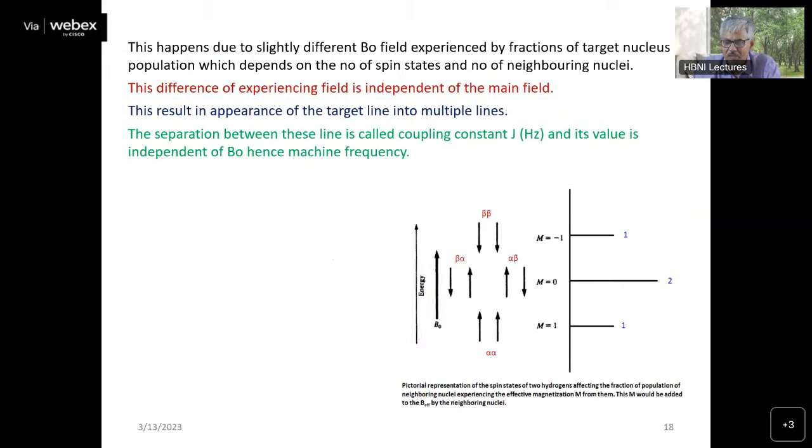So why does this happen? Why does the line split? That I have also explained to you. Let us say you have a CH which is interacting with another CH, let us say HA and HB. We are seeing the spectrum of HA. HB can have alpha spin and beta spin, and they have equal population.